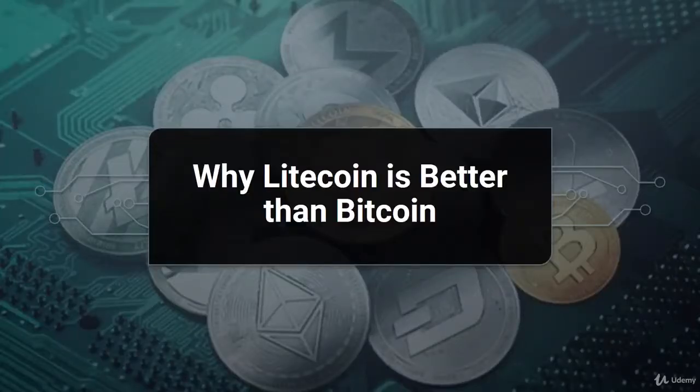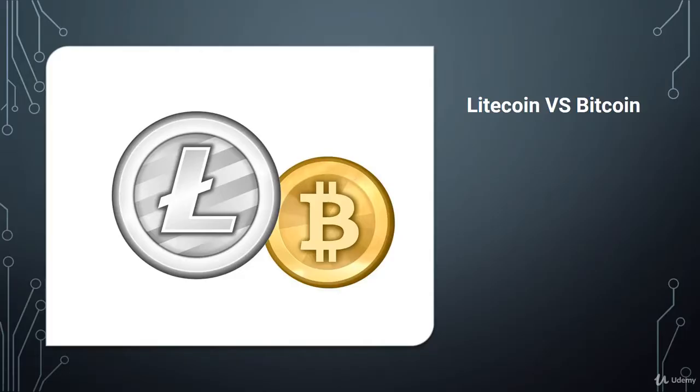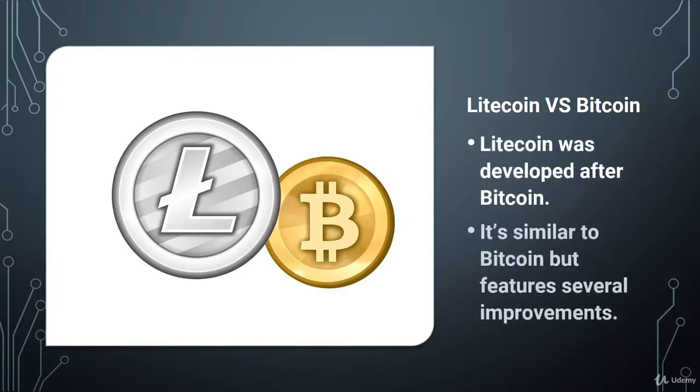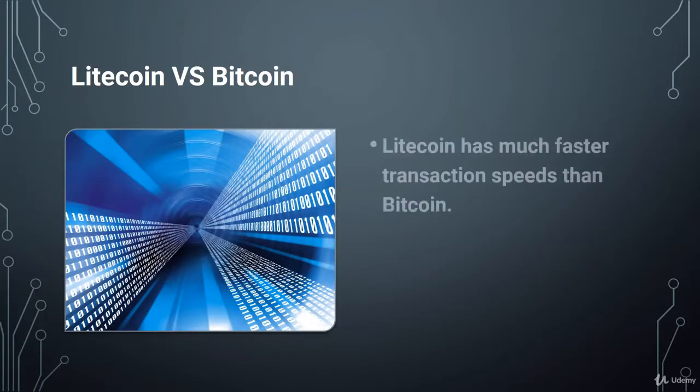Let's go over why Litecoin is better than Bitcoin. Litecoin is essentially a carbon copy of Bitcoin, but has improved on a lot of things that Bitcoin didn't have. Bitcoin was developed in 2009 and Litecoin was developed in 2011, so the masterminds behind Litecoin had a few years to figure out what they needed to do to make something that's similar but much better than Bitcoin. There are two main differences between the two. The first difference is speed.